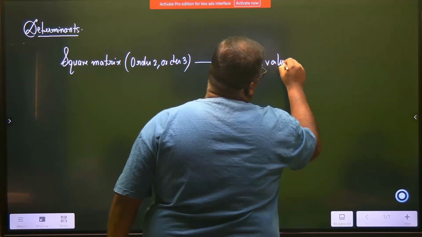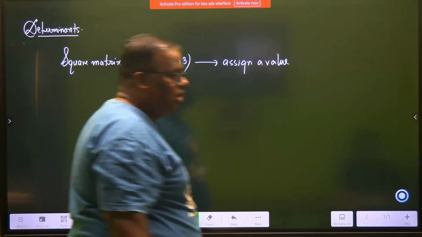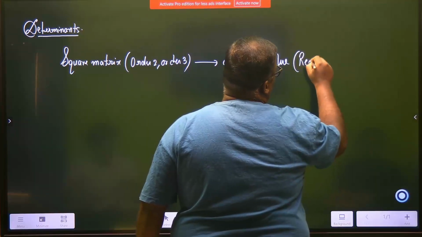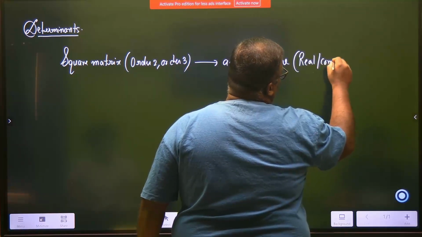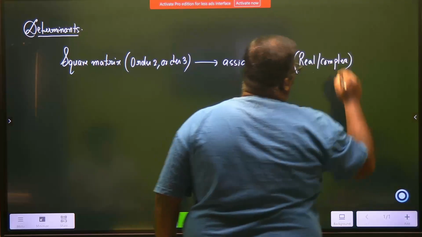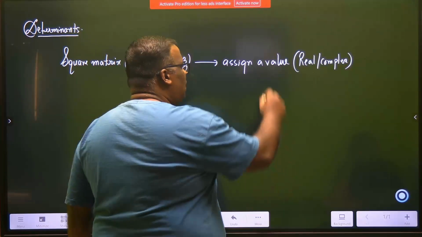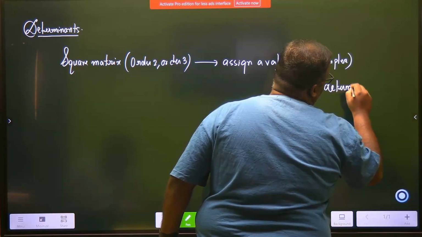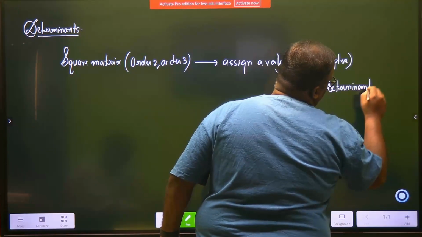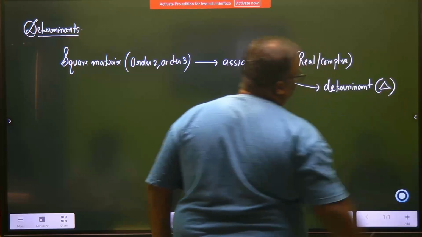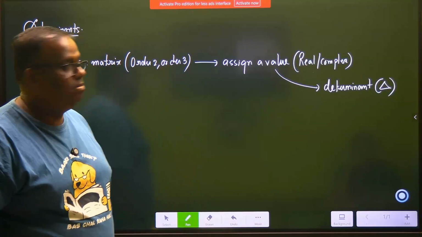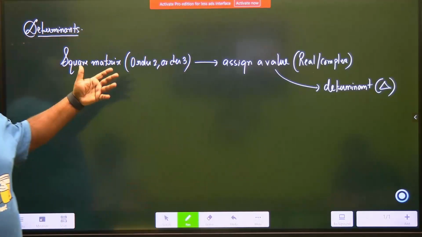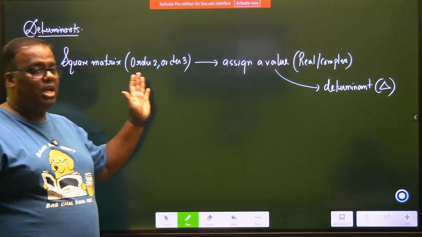And depending on the type of the matrix, if your matrix is a real matrix, then you can assign a real value. If it is a complex matrix, then you can assign a complex value to it. Okay, a value, and this value is known as the determinant. In many books it will be denoted by a triangle. Is this much clear? A matrix does not have a value, but a matrix can be assigned a value.